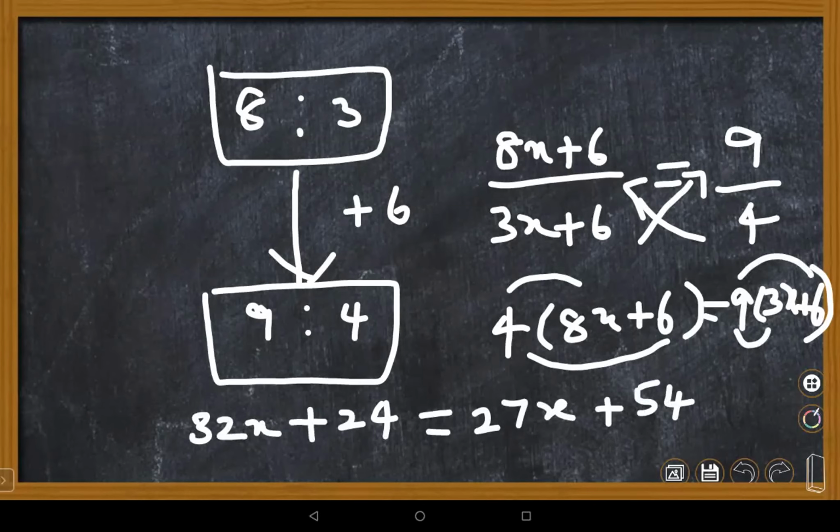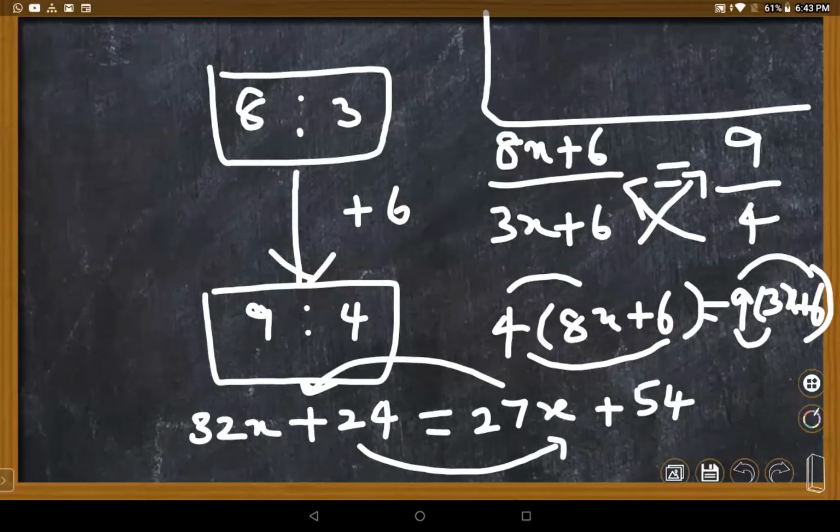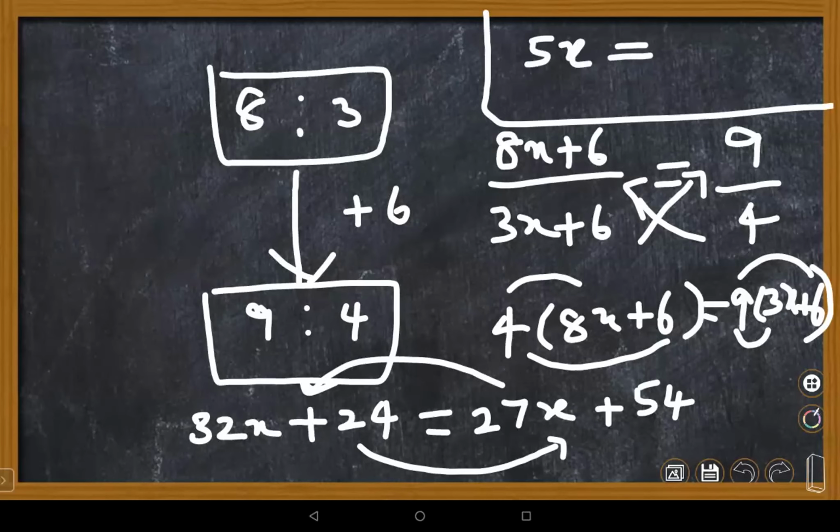Now you have to transpose, children. Please send this number to the other side. 32x minus 27x, if you remove, how much are you getting? 5x. So if you send this number, 5x is equal to 54 minus 24.